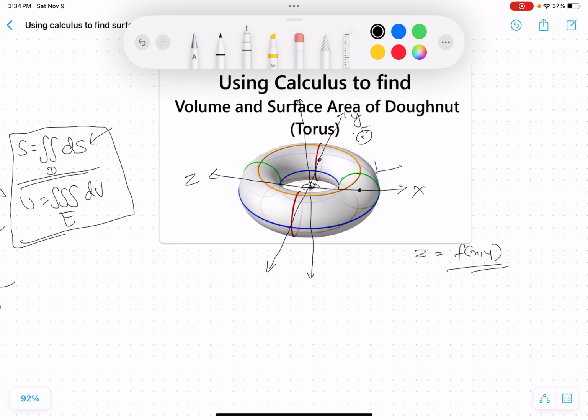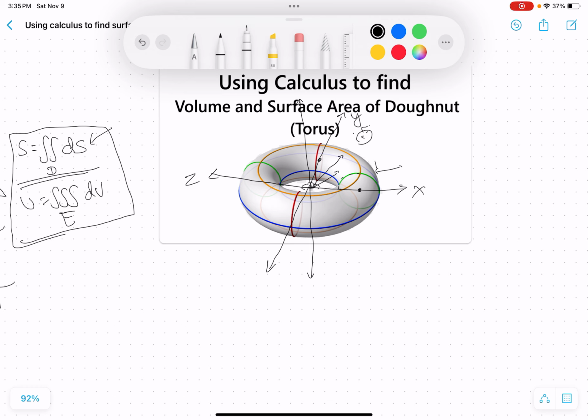So what we'll do instead is try to find these equations in terms of vectors, in terms of parameters. We'll try to write a parametric equation that gives the position vector for all these points on the surface of the torus. Yeah, we'll try to do that.